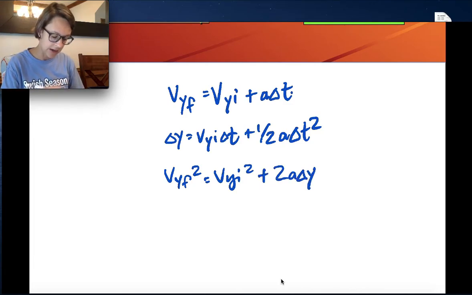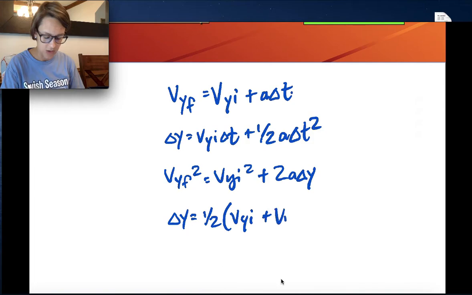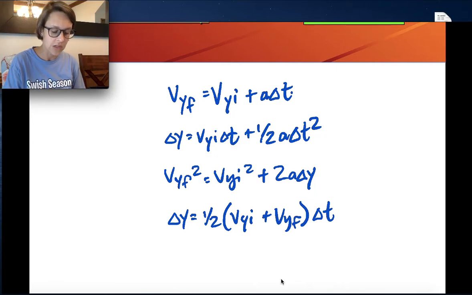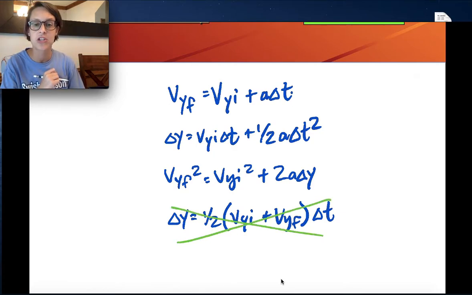Okay, and then technically we do still have delta y equals 1/2 (v_yi plus v_yf) times delta t. That last one you're almost never going to use though, because you would use that when you don't know what a is. And we do know what a is if you're near the surface of the Earth, right? So if you want to simplify a little bit and you want to ignore that equation, you can.